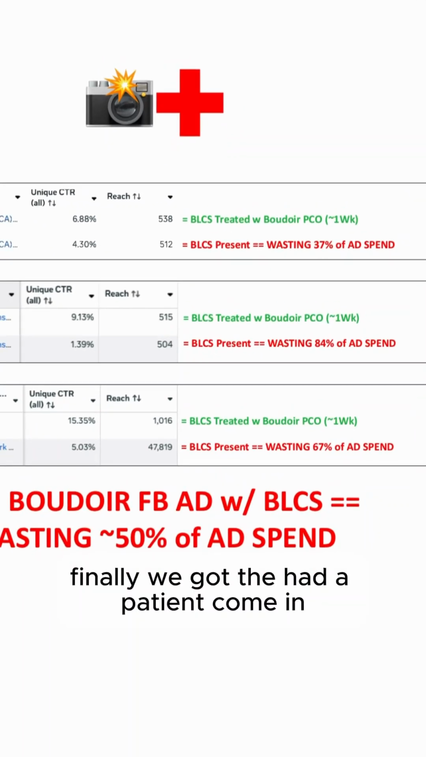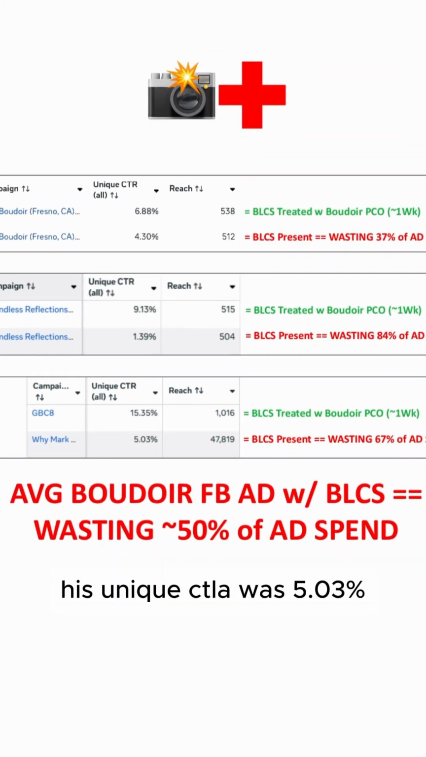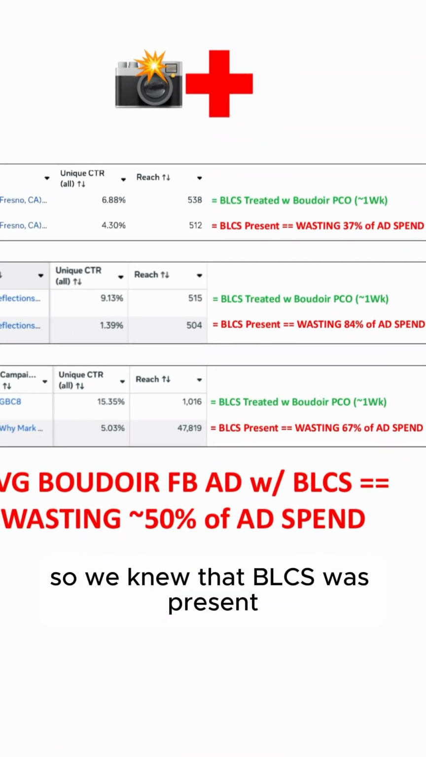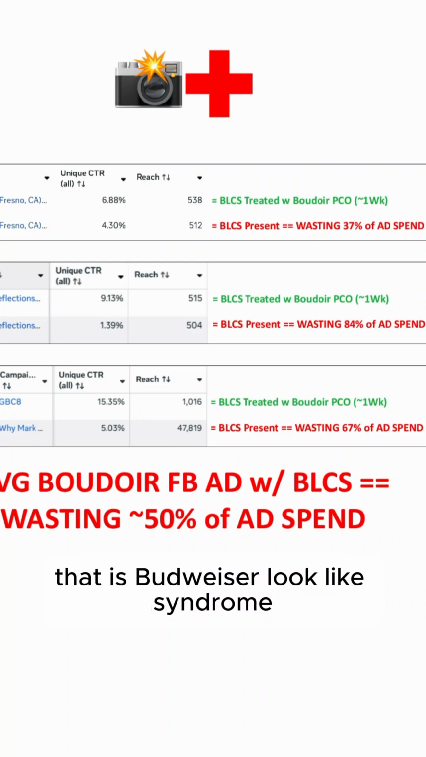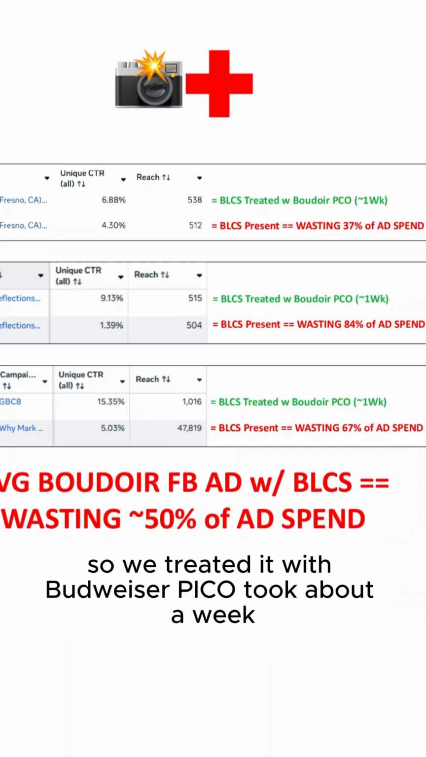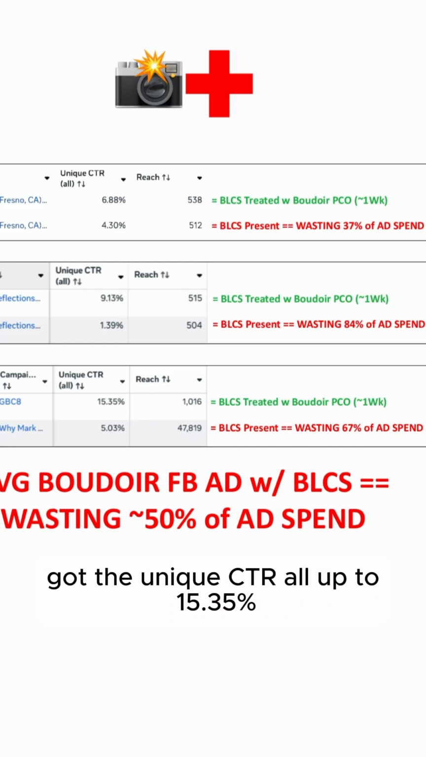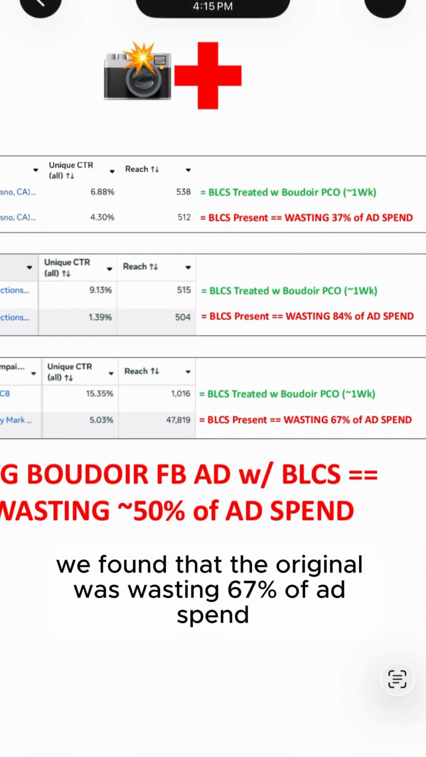Finally, we had a patient come in. His unique CTR is 5.03%, so we knew that BLCS was present. A unique CTR under 6% means BLCS is present. We treated it with Boudoir PICO, took about a week, and got the unique CTR up to 15.35%. So we found that the original was wasting 67% of ad spend.